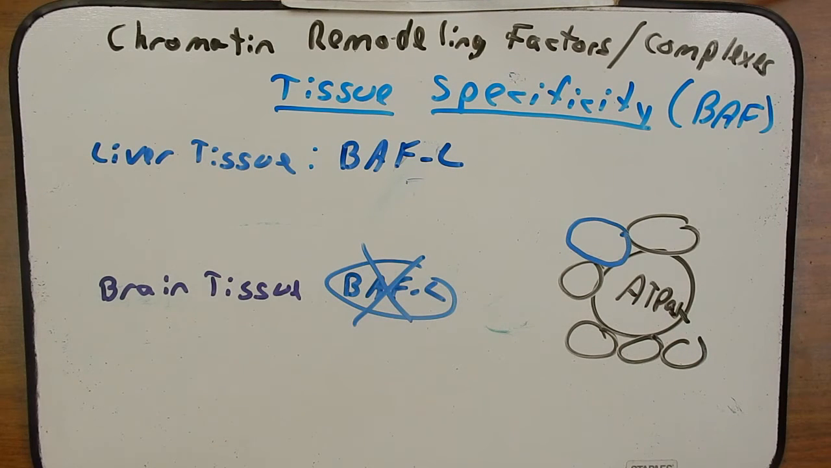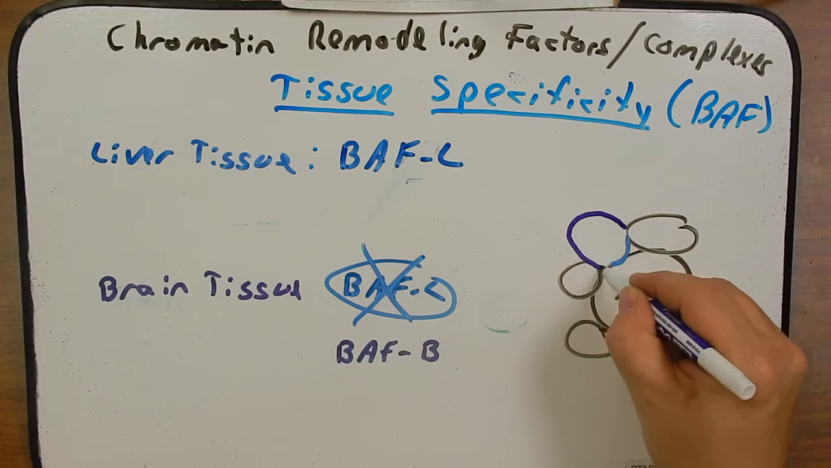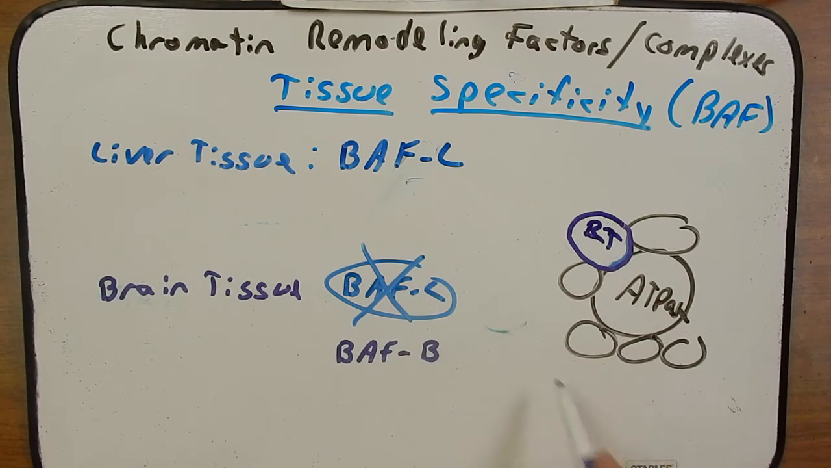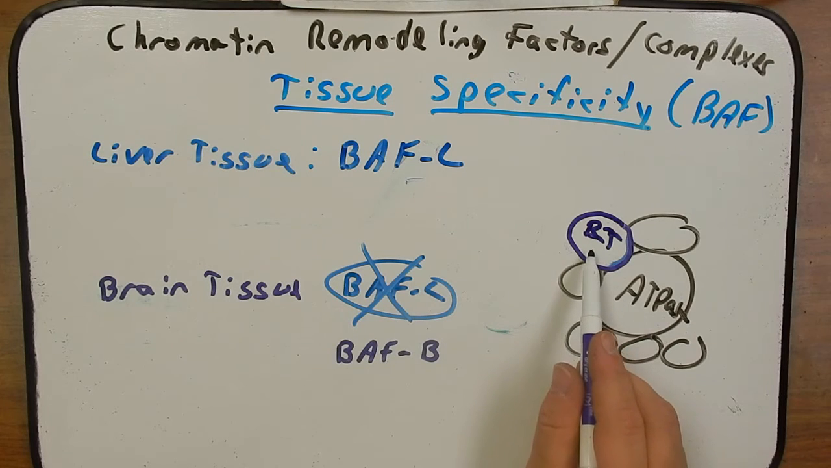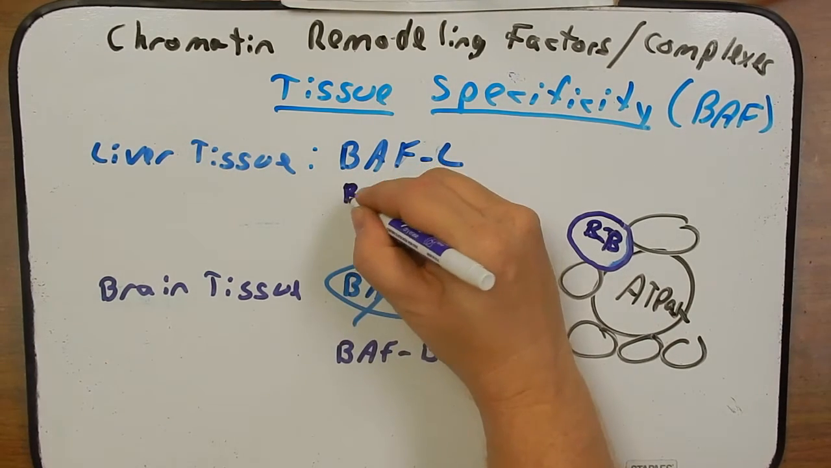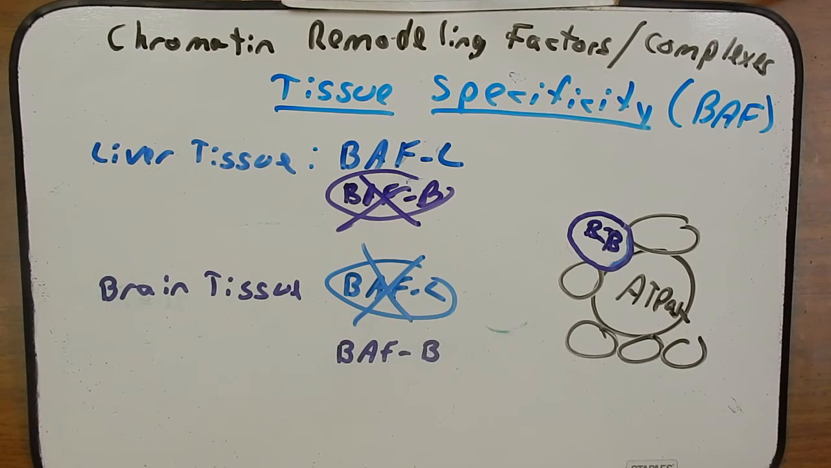However, maybe in the brain tissue, we have a protein in this complex called BAF-B for brain. And maybe in brain tissues, the BAF-L is not there, but the BAF-B is expressed and it goes to this complex. This complex now, because of this new BAF-B subunit, is directed to brain-specific genes. Being directed to those brain-specific genes, it'll just turn on those genes in the brain. BAF-B is not expressed in the liver, because you don't want to turn on brain genes in your liver. You want to turn on liver genes in your liver.